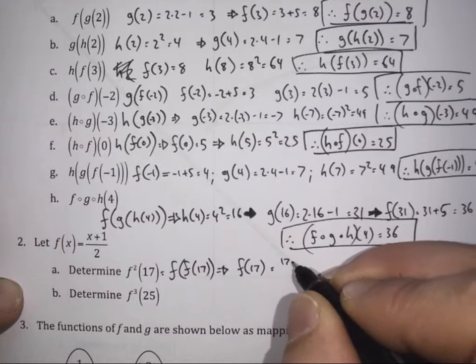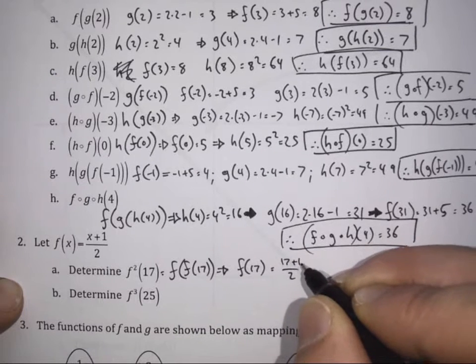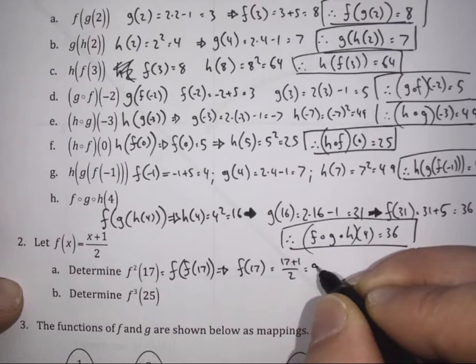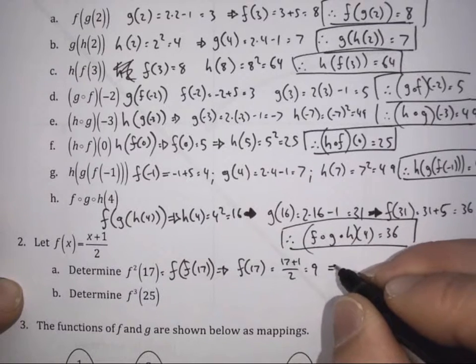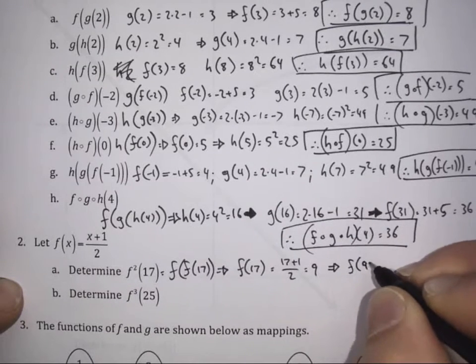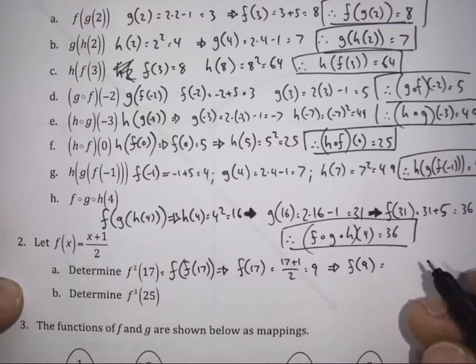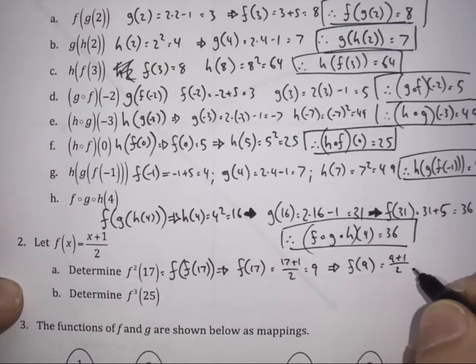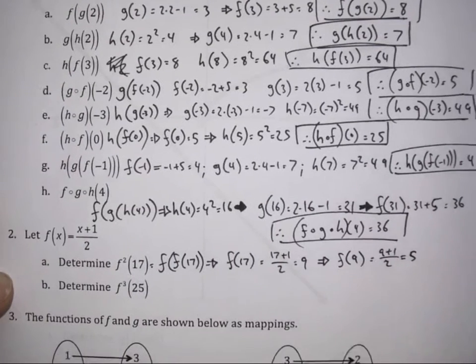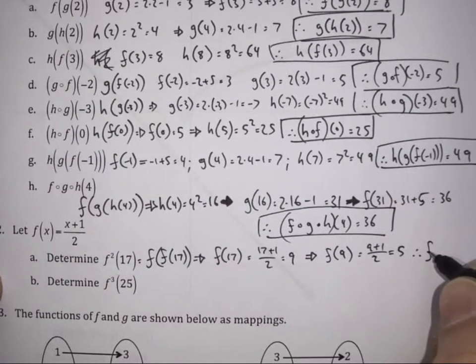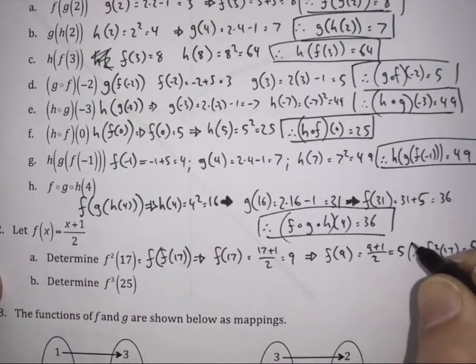It's going to be 17 plus 1 over 2. It gives us 18 over 2, which is 9. And then I'm going to put it back into my f function and say, okay, what's f of 9? It's going to be 9 plus 1 over 2. That's 10 over 2, which is 5. All right, so therefore, f squared of 17 is 5.